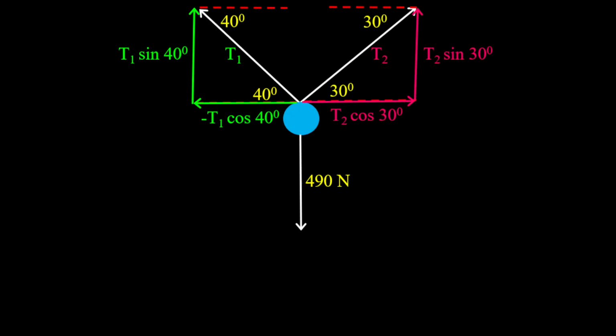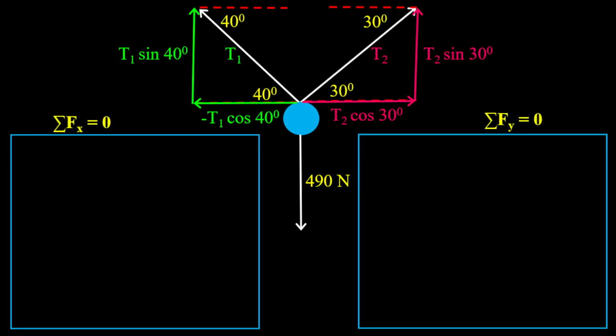Now from this, we can find the sum of the x and also the y components. Let's start with the sum of the x components first. Just to point this out, if you notice, the sum of both x and y equals 0, simply because the body is in equilibrium. Jumping over to the sum of the x components, which is given as negative T1 cos 40 degrees plus T2 cos 30 degrees, again equal to 0.